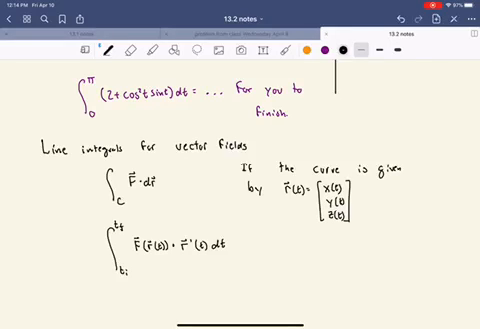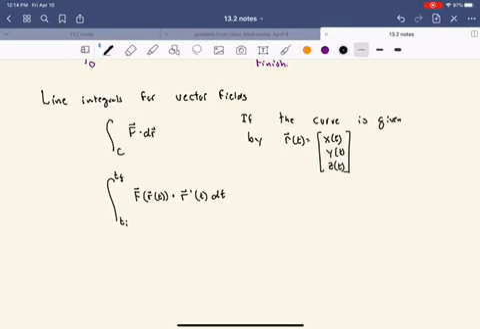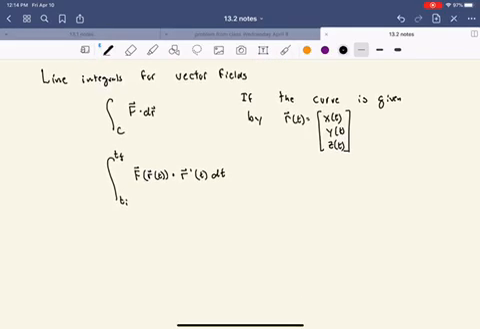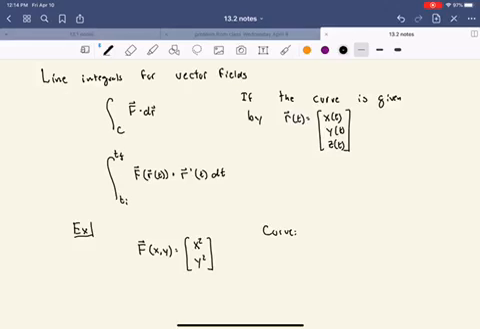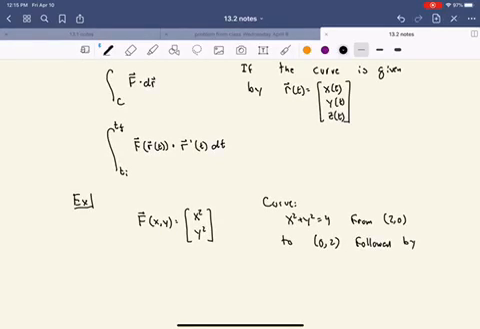Okay, so let's do an example. Let's take, for example, F of (x, y) equals x squared y squared, along the curve x squared plus y squared equals 4, starting from the point (2, 0) to the point (0, 2), and then followed, oh no, we're really going crazy, by the straight line from (0, 2) to (4, 3).